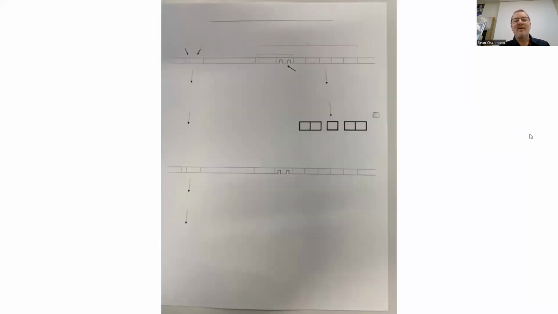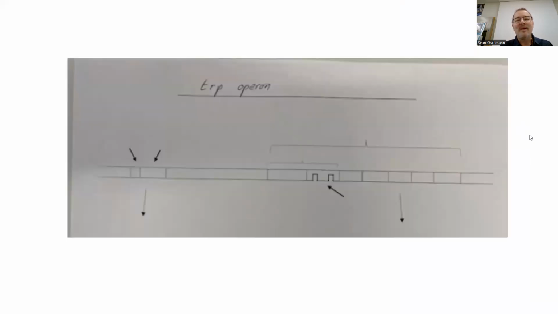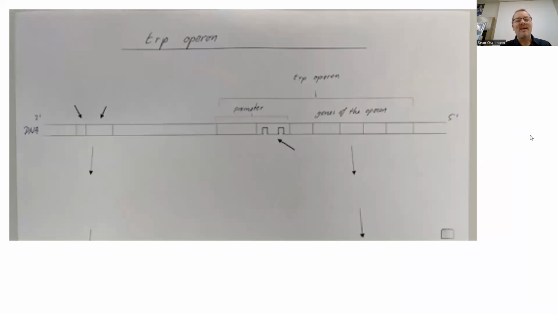So here's your template now. We're going to write the title up on the line on top, and that's trp operon, so TRP operon. Then we're going to start labeling it. So this is a DNA strand, and we label this with DNA. The 3' end is on the left side, 5' end on the right side.